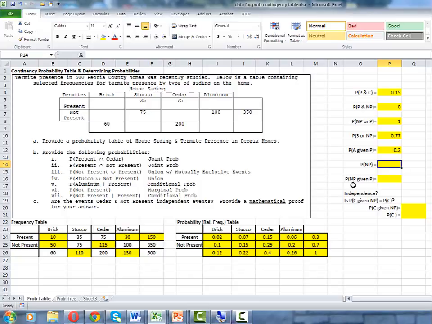The probability of not present, that's just called a marginal probability. That is the sum of all the joint probabilities that include not present. So not present brick, not present stucco, not present cedar, not present aluminum, add up to 0.7. And then another conditional probability, not present given present. Well, that's the joint probability divided by the marginal probability of present. Well, we know the joint probability is 0.